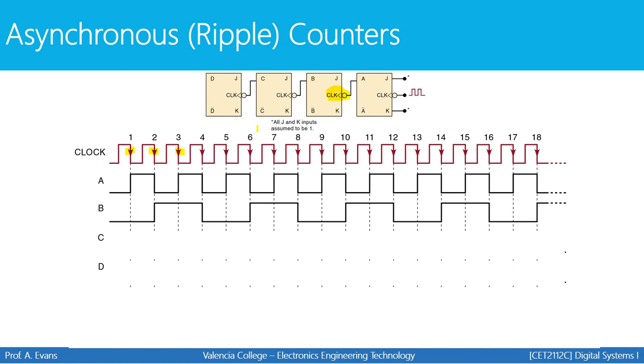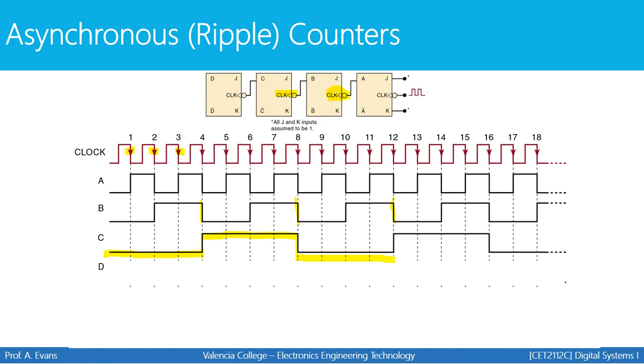And then the same thing applies for flip-flop C. Flip-flop B is now the clock signal for flip-flop C. So anytime flip-flop B makes a negative transition, like right here, and right here, and right here, flip-flop C will then toggle. So flip-flop C will start out low, and it'll stay low until flip-flop B makes that transition, since flip-flop B is the clock input. So flip-flop C is going to look something like this. And then we have the same concept for flip-flop D.